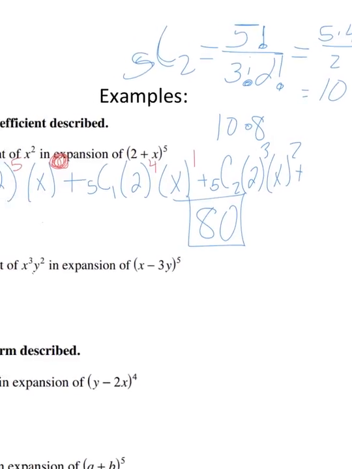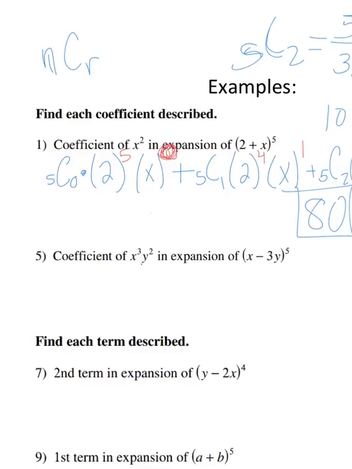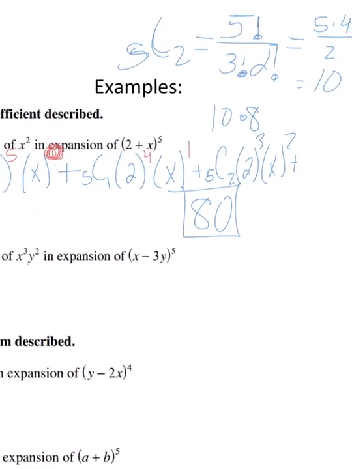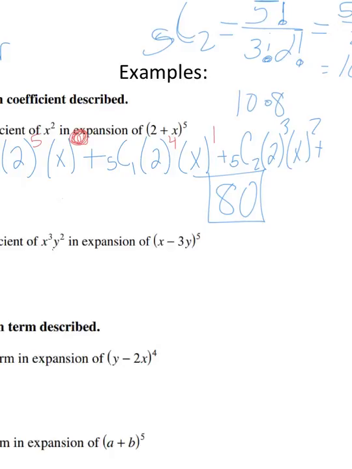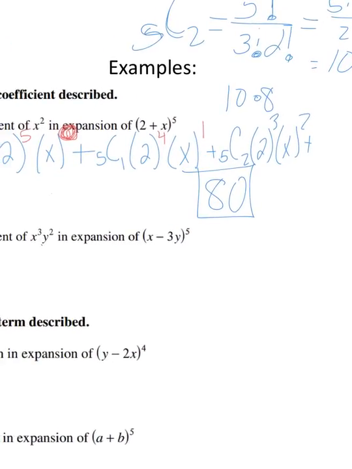Okay, so that's the first example. We're just finding a coefficient on that binomial. You don't need to expand the whole thing, just really far enough to get you where you need to go.